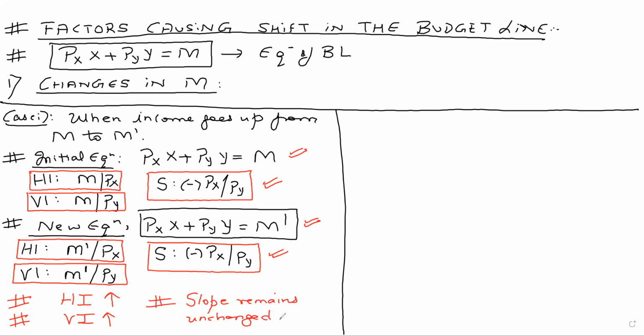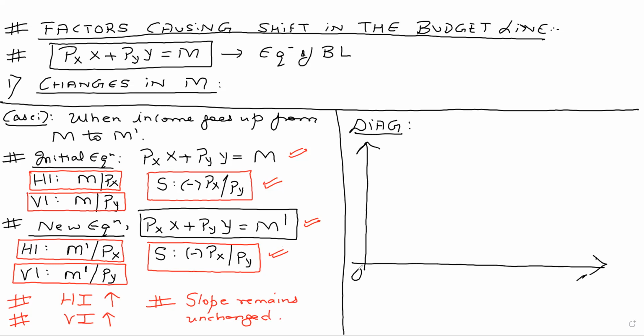So guys, if we draw the corresponding diagram on the right hand side, what do we learn? So this is good x on the horizontal axis, good y on the vertical axis. This is our initial budget line. Okay. This is M by Px. This is M by Py, vertical intercept. Okay. And the slope of the budget line is minus Px by Py.